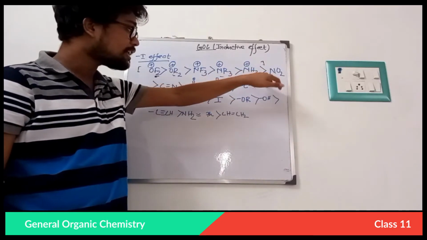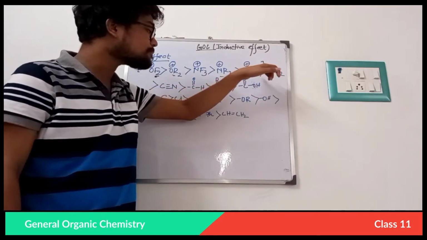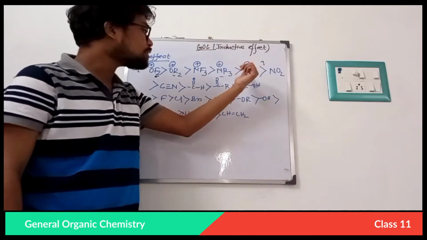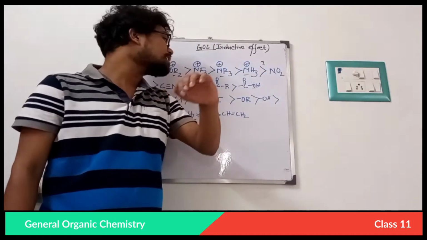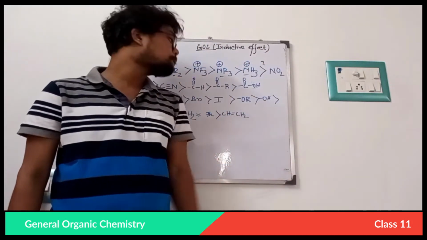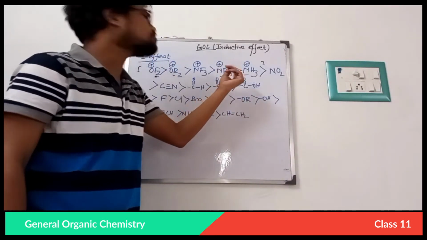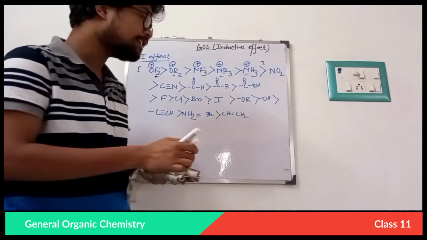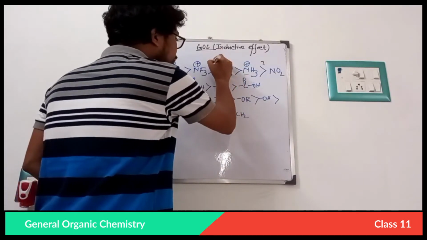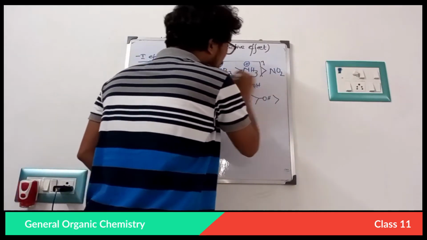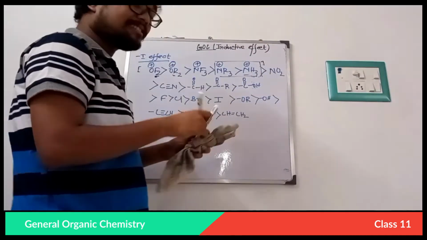But here there is no such plus I effect group present. So the electron deficiency on the nitrogen atom is not decreasing. But why does it happen that NR3+ is more electronegative than NH3+? I will explain it later. That is an exceptional part. I am marking it. This is some exceptional part.